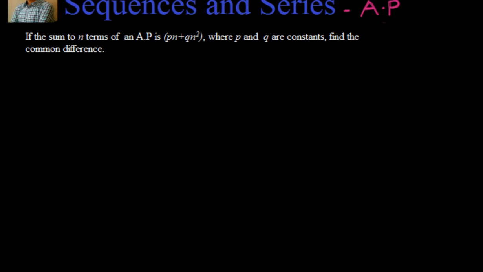Here we go. The problem we have is, if the sum to n terms of an arithmetic progression is Pn plus Qn square, where P and Q are constants, find the common difference. So what has been given, what we have to find out? We have been told that S of n is nothing but Pn plus Qn square. What we have to find out is d.